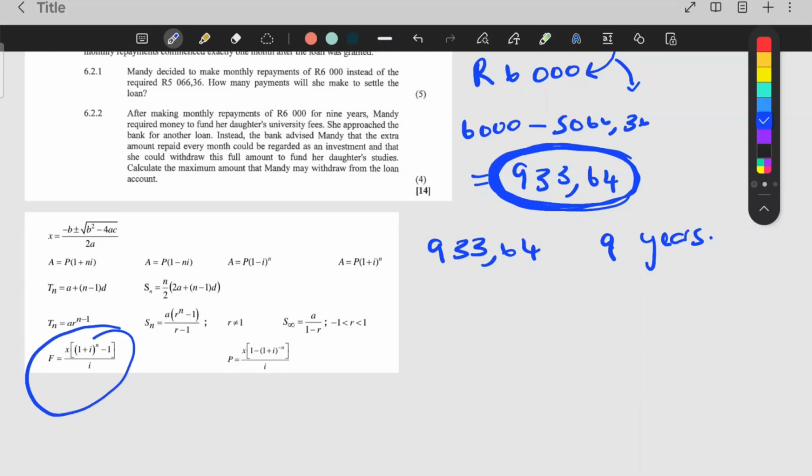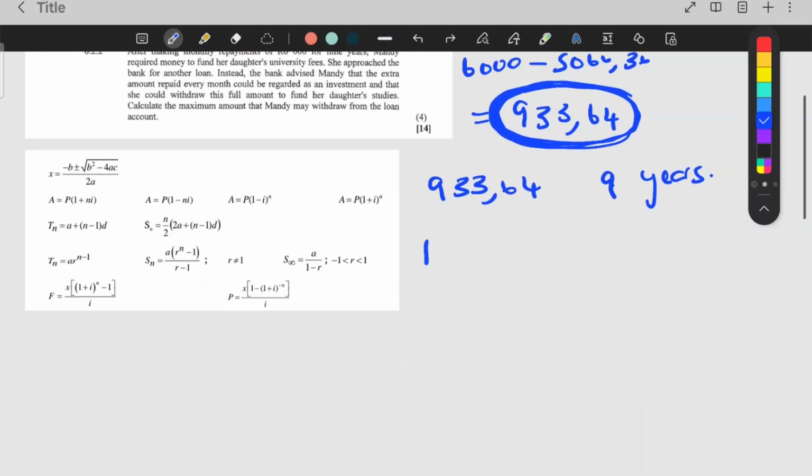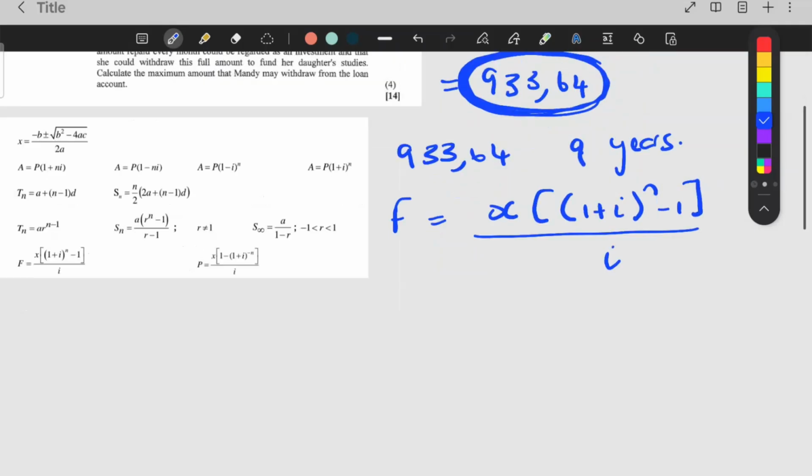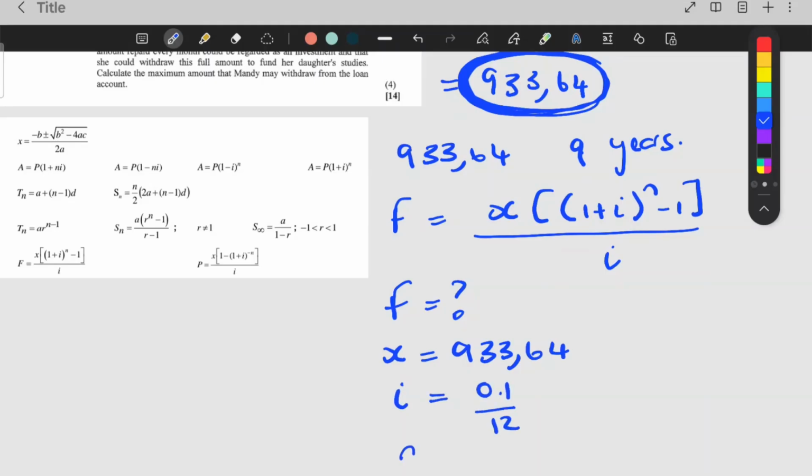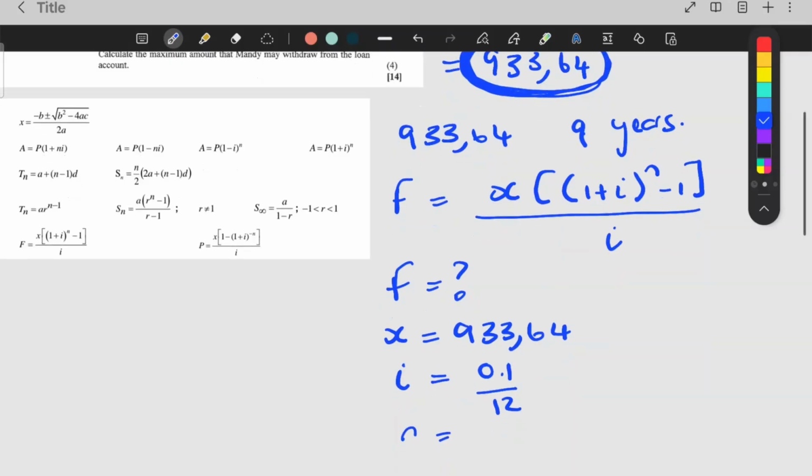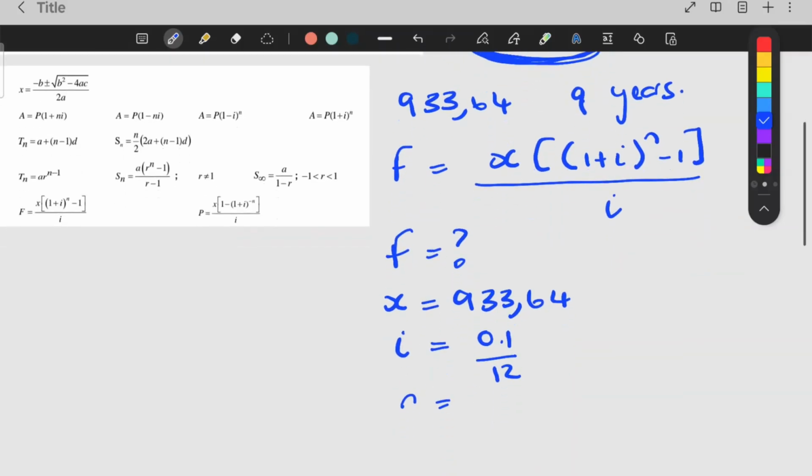So grade 12s, we are now using the F formula. So I'm going to write my F formula down. I don't know what F is. F is the value of the investment after 9 years. X is the monthly amount that I'm paying in as the investment, so it's this 933,64. I is the interest rate, so that stays the same and it's compounded monthly. And N is the number of payments. So I'm making monthly payments for 9 years, so 9 times 12 gives me 108 payments.